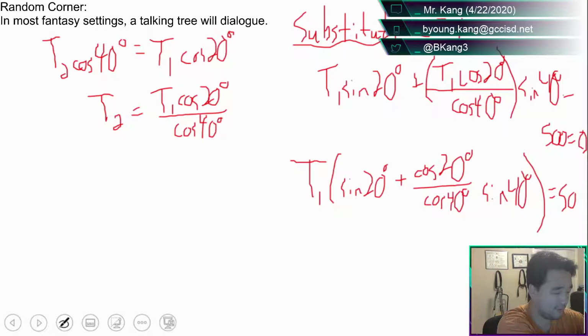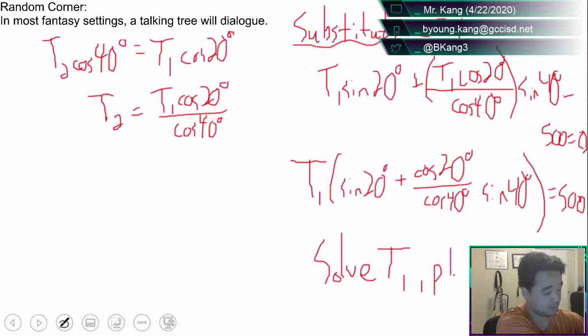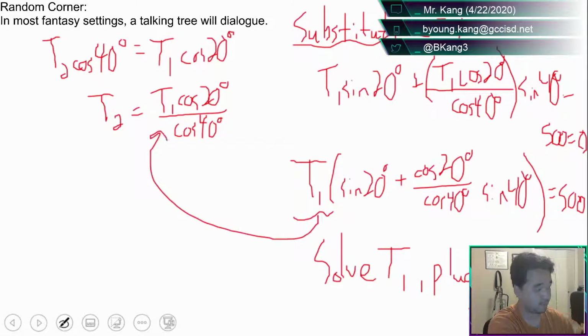There we go. So T1 is going to be equal to 500 divided by that parentheses mess, which is just going to be a bunch of decimals. So type all those in, get your decimal 500, or whatever your weight is divided by that. That gives you T1. So solve T1, plug in for T2. This answer, just plug it back in right there. Okay. So that was number 28 on 6-4.